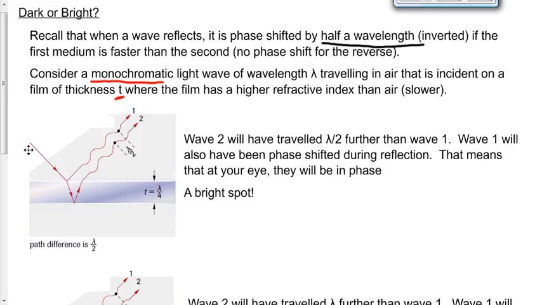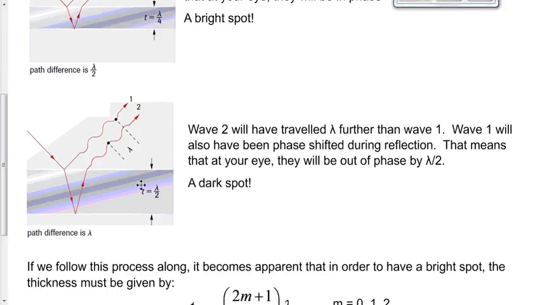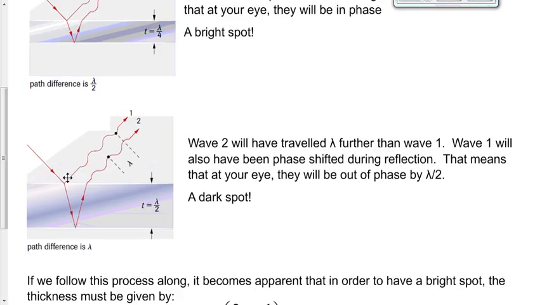So if this were red light coming in here and this film were lambda by 4, you would see a bright color red here. Now if you keep going down, let's pretend our film were a little bit thicker. So let's say that our film were at lambda by 2 now. The same sort of thing happens. Wave 1 will be phase shifted. Wave 2 will not be during its reflection.